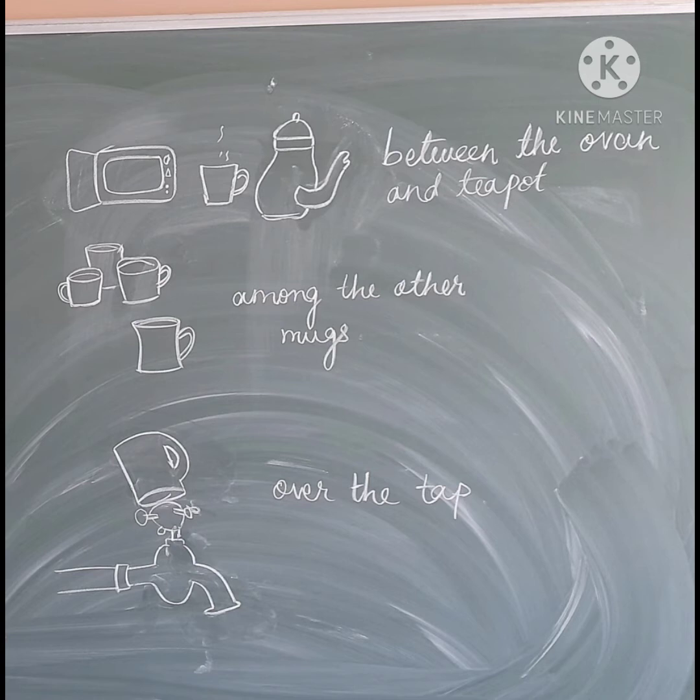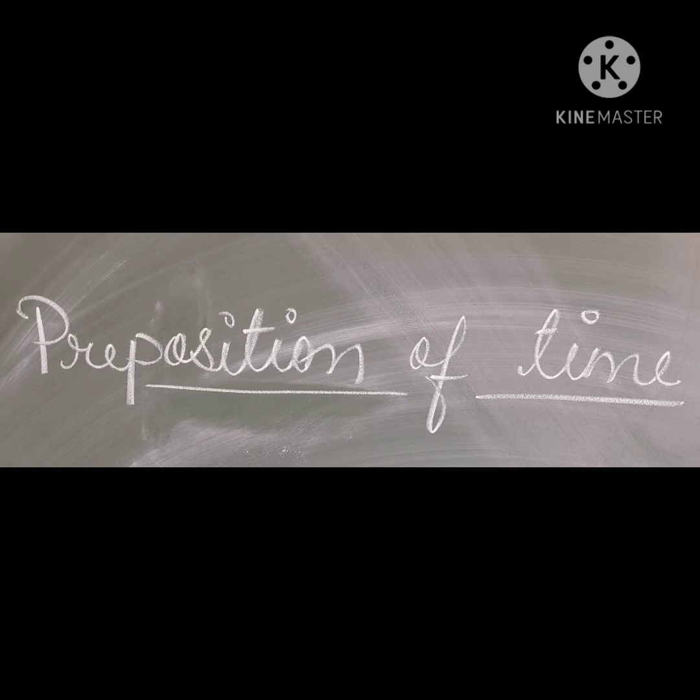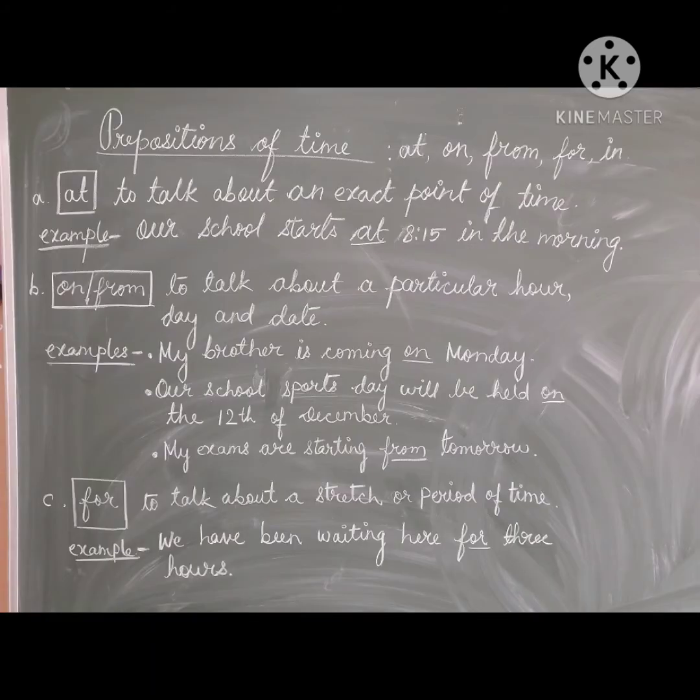Now, the next is prepositions of time. Prepositions that tell us about time are called prepositions of time. The prepositions of time are at, on, from, for, and in. We use at to talk about an exact point in time.